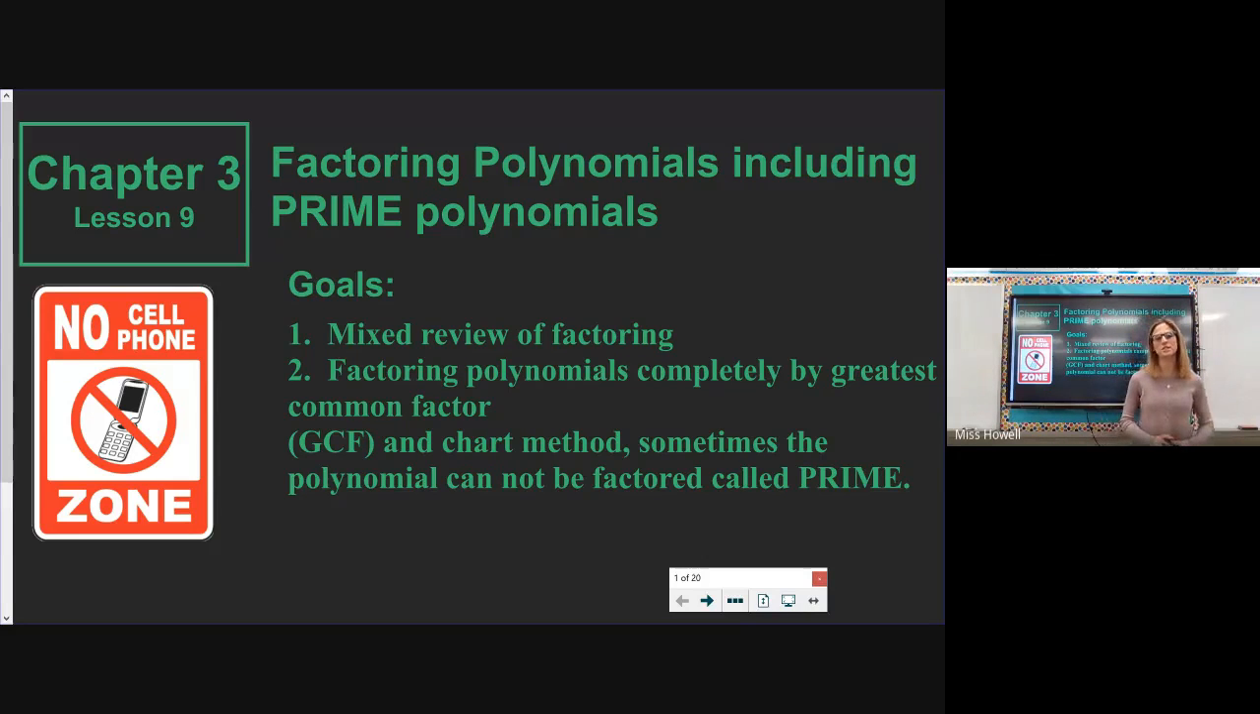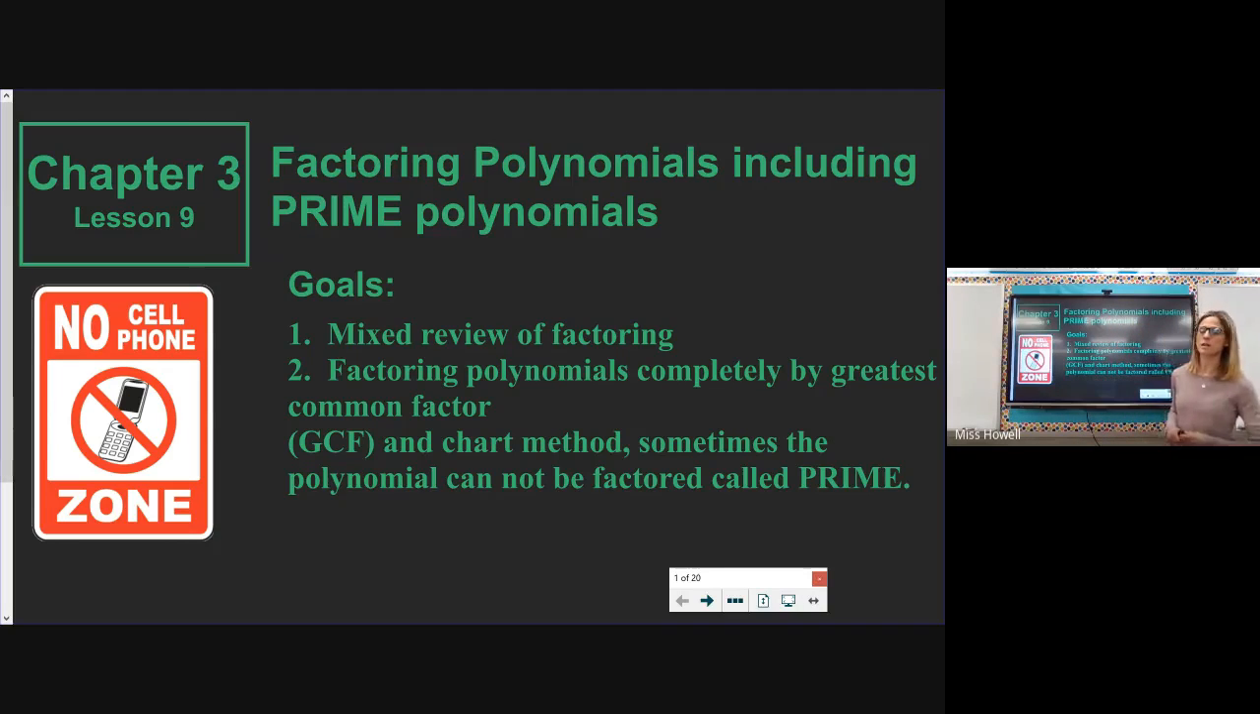Our goal for today is to continue working with factoring polynomial expressions completely, including when we have a special case where we can't factor. And when we can't factor, we have what's called a prime polynomial. So can we mix these prime ones in and still be able to get to our factored completely version?